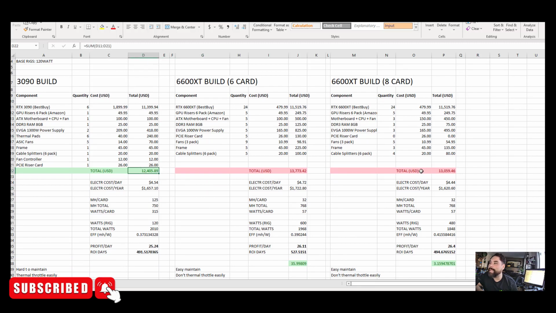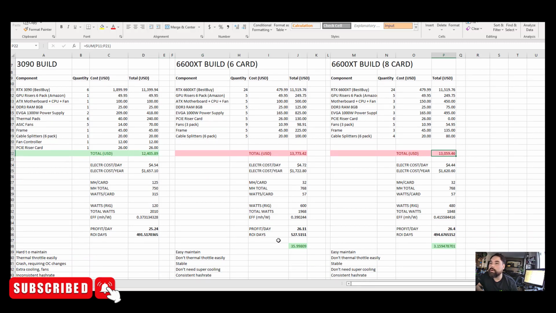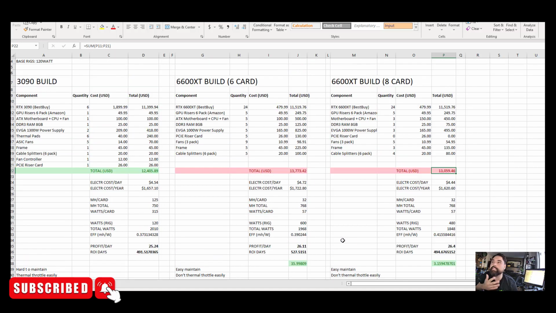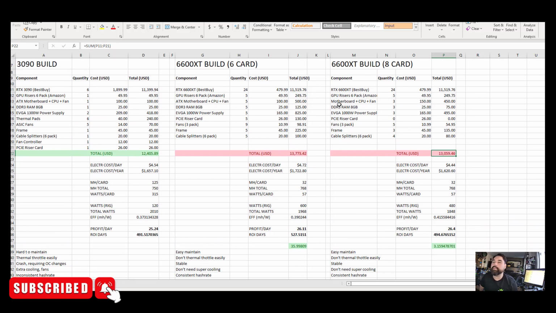Even though it is cheaper, I'll pay the little extra, wait for the ROI, and have the peace of mind that these rigs are running a little more consistently, not keeping me up at night, not worrying about crashes and having to put giant fans on them and whatnot. So anyways, guys, I hope that made sense. This is the breakdown of the analysis.